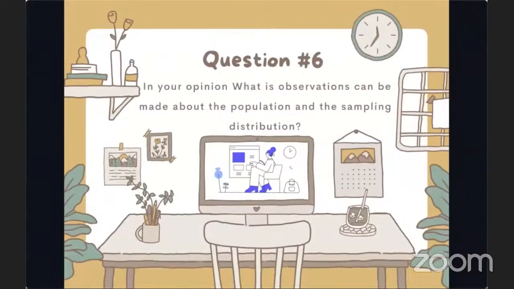Question 6. In your opinion, what observation can be made about the population and the sampling distribution?